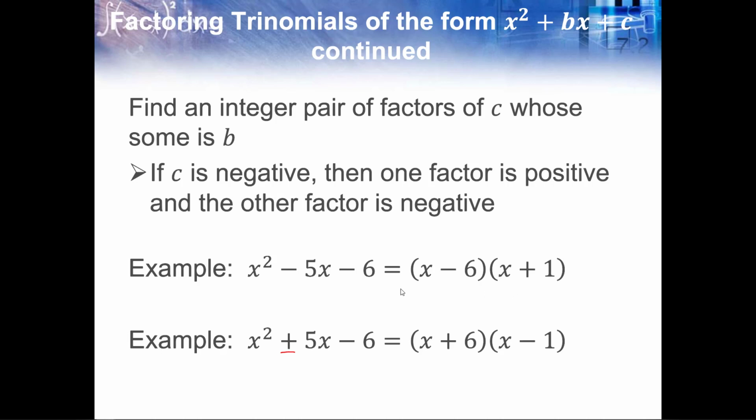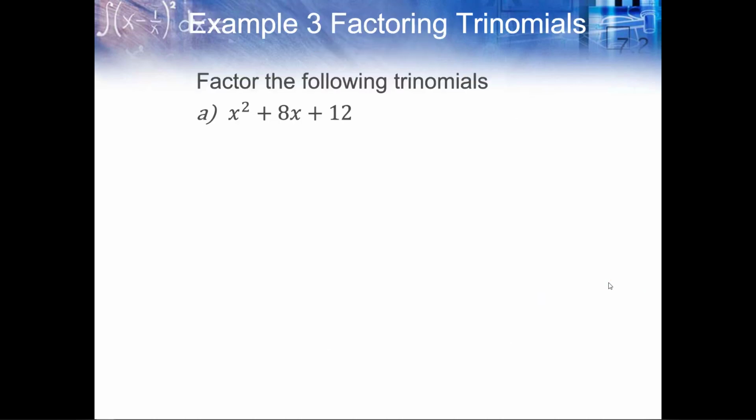And to see that this works out, we can FOIL this, and we will have x squared plus x minus 6x minus 6. x minus 6x is minus 5x, so x squared minus 5x minus 6. Okay, so the best thing we could do is some practicing here. So let's take a look at this one right here. Here we want to factor this trinomial.